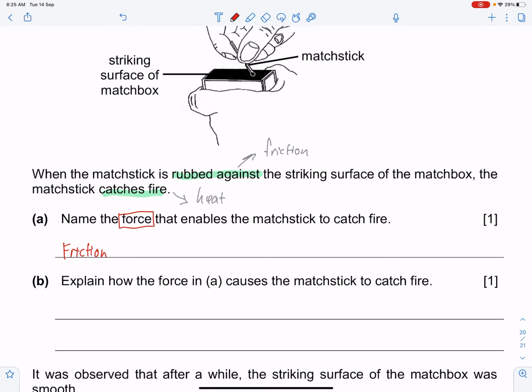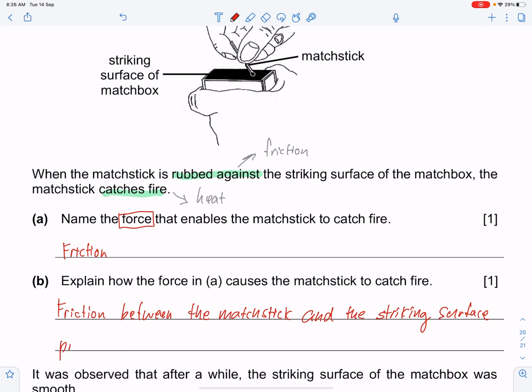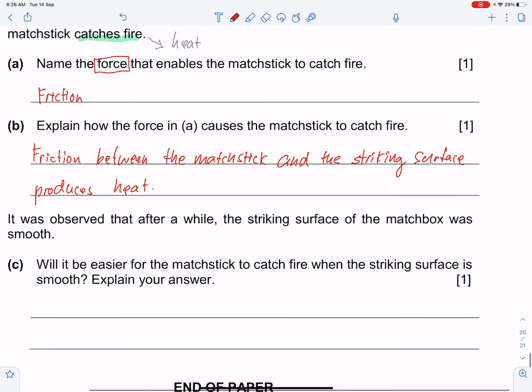So you need to say that friction between the matchstick and the striking surface produces heat that caused the fire. Okay?